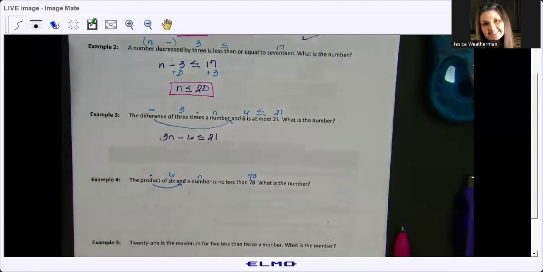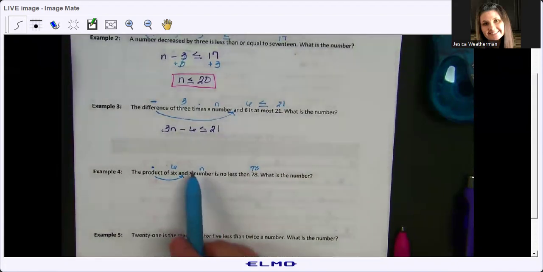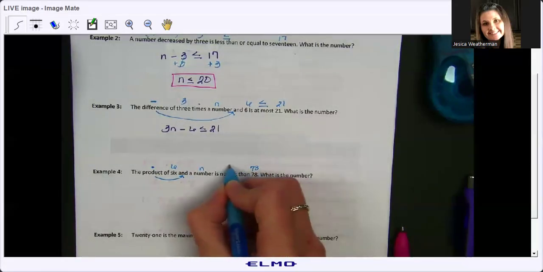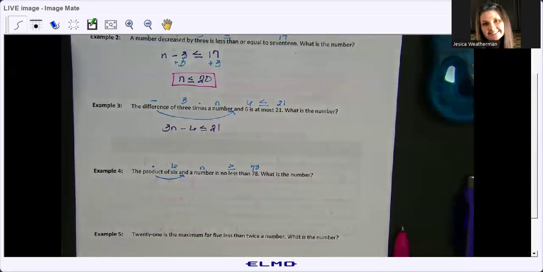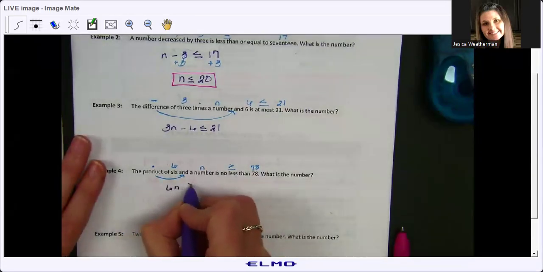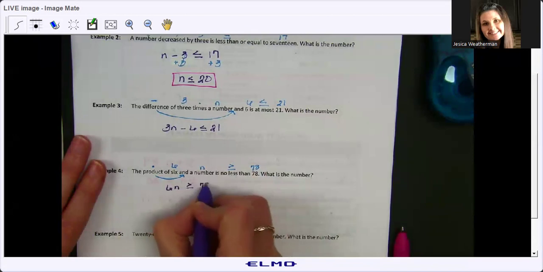Is no less than 78. Okay, if this is no less than, it cannot be less than 78, which means it has to be greater than or equal to 78. It's just saying it can't be less than. It's not saying that it can't be equal to. So we have 6n is greater than or equal to 78.